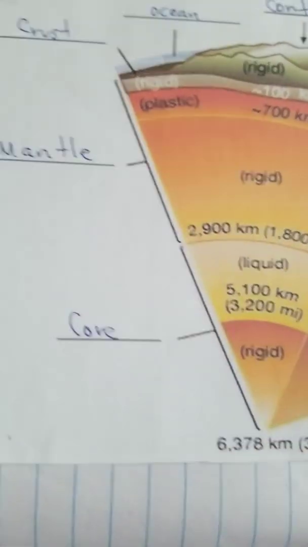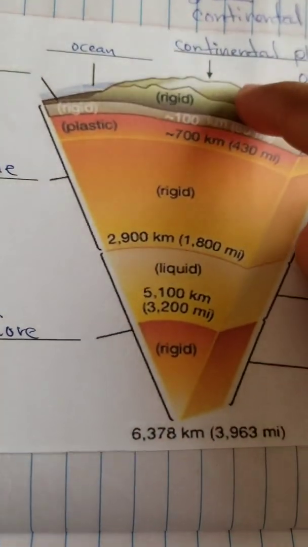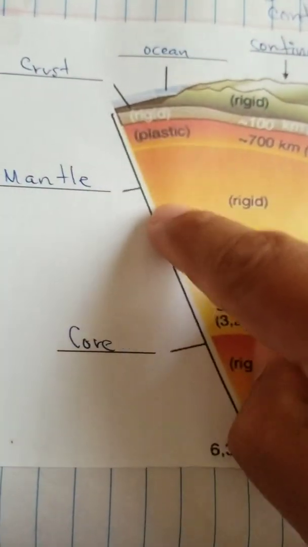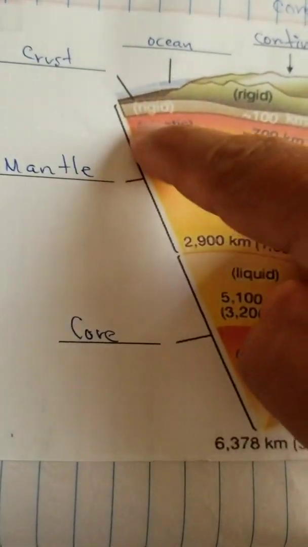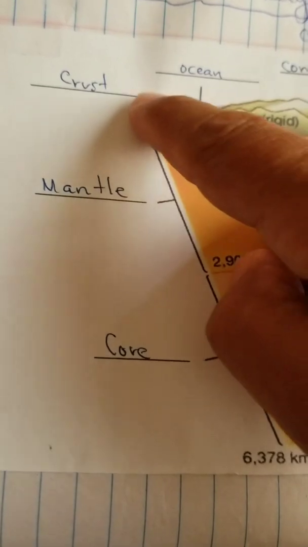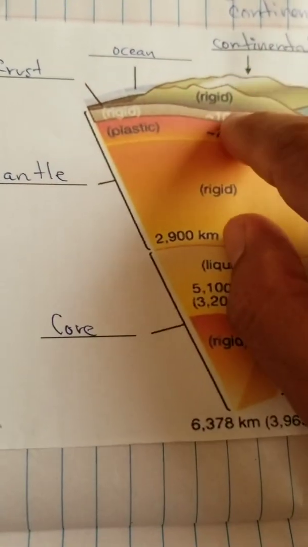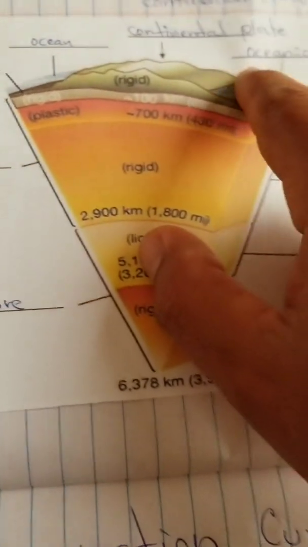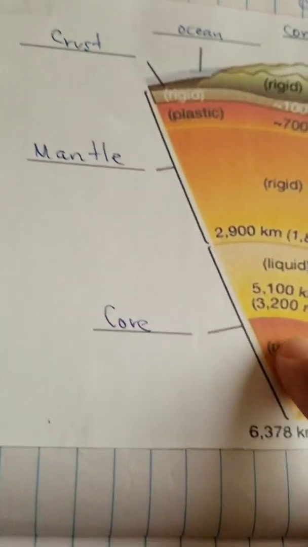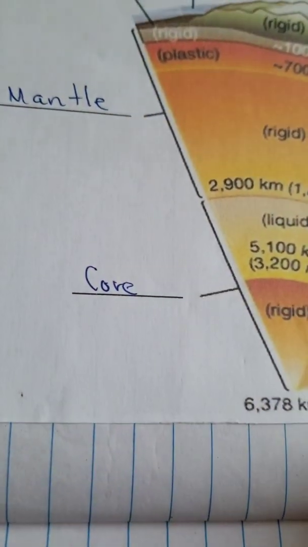All right, so now we're going to be looking at the 3 big sections of the inside of the Earth. The first one is the mantle, and you can see the mantle is probably this huge area that contains the crust, continental, and the oceanic plates. So this is the mantle.